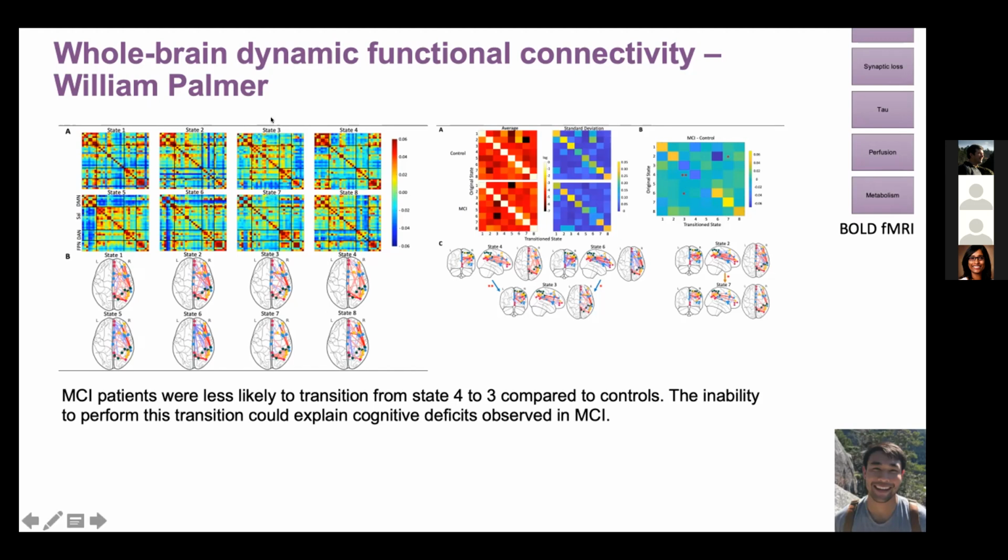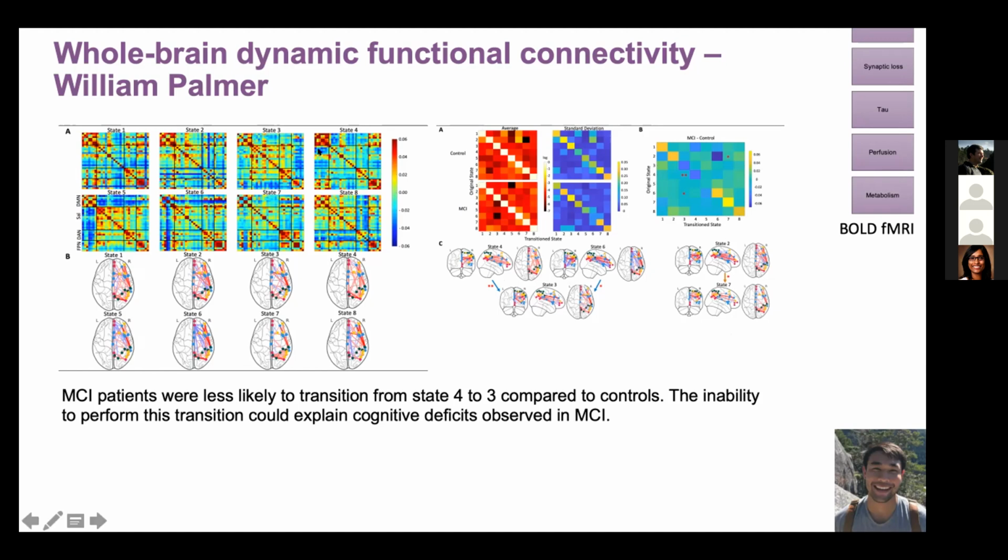And what he found is when you go from 3 to 4 and 4 to 3, that particular transition is of very low probability in the MCI participants. And you can see this is stage 3, this is stage 4. They are different. The colorful nodes represent different networks. Red color means 2 regions are positively correlated with each other. Blue means they are negatively correlated with each other. And what he's showing here is that stage 4 going to stage 3, and stage 6 going to stage 3, are the transitions that distinguish MCI participants from controls.